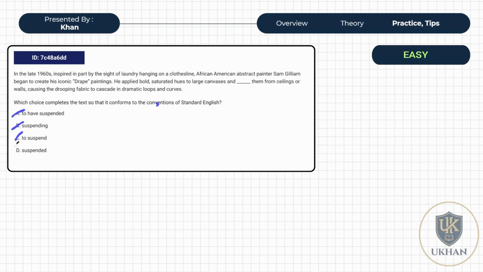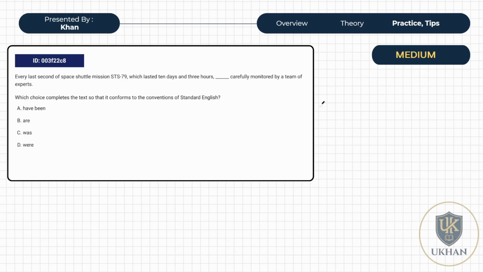So he applied and suspended. It's a parallel structure. And so when you connect two verbs, they need to be in the same form. Past and past, they're both past tense when you connect them together and both sides are balanced. The answer here is going to be D. Okay, you can pause the video and try out this one on your own.